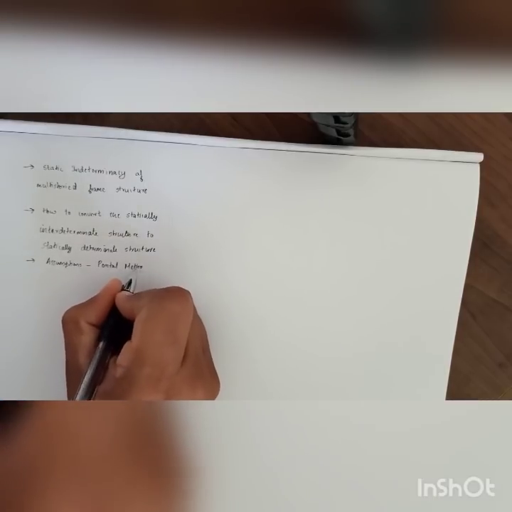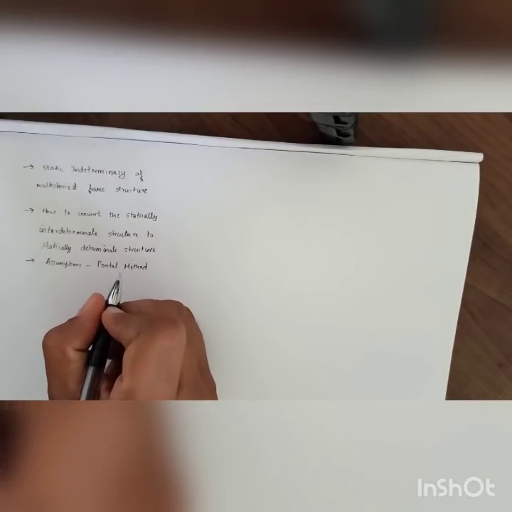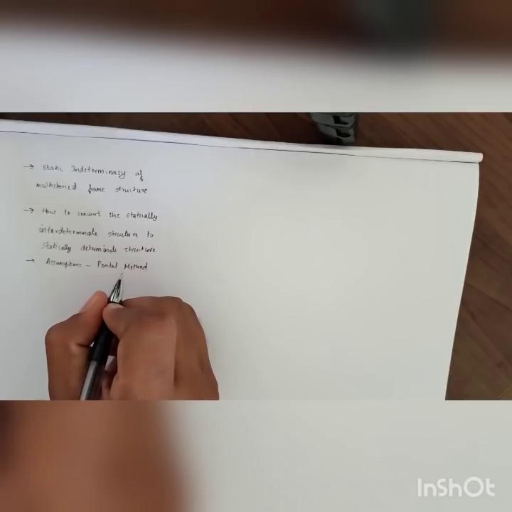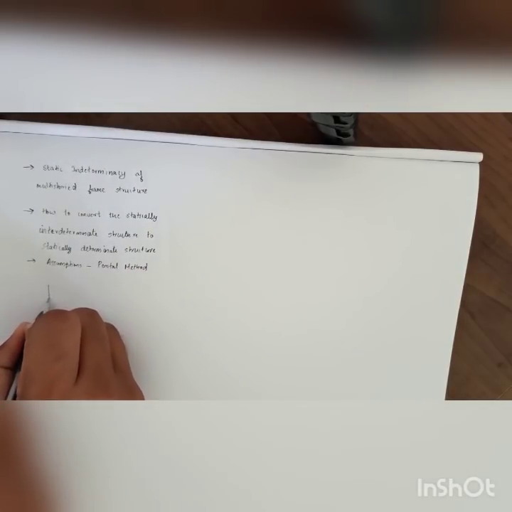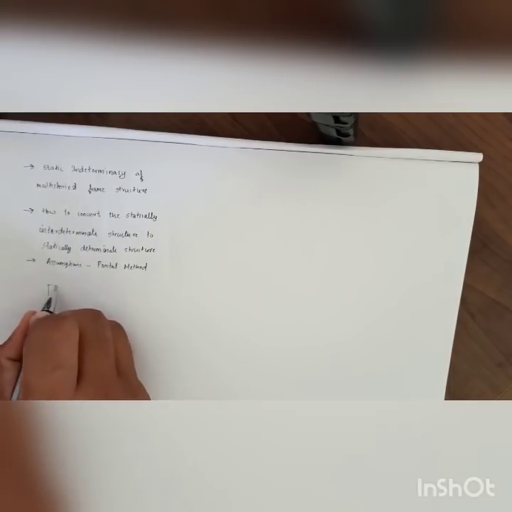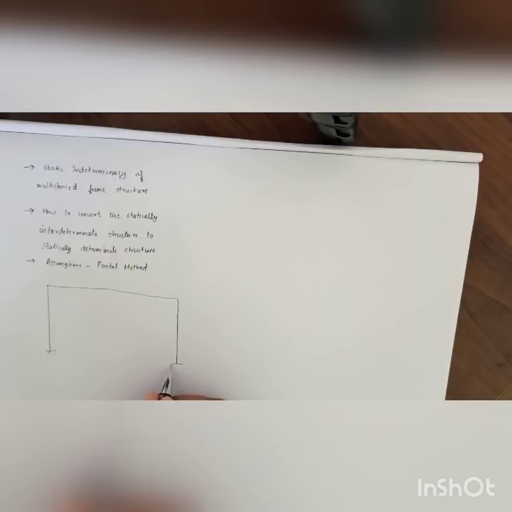In the last class you have already heard that the Portal method is an approximate method to solve a multi-storied structure due to horizontal load. Today I am going to discuss in detail how to convert a statically indeterminate multi-storied structure into a statically determinate structure. So let us take a simple problem, and first we will see what its indeterminacy is.